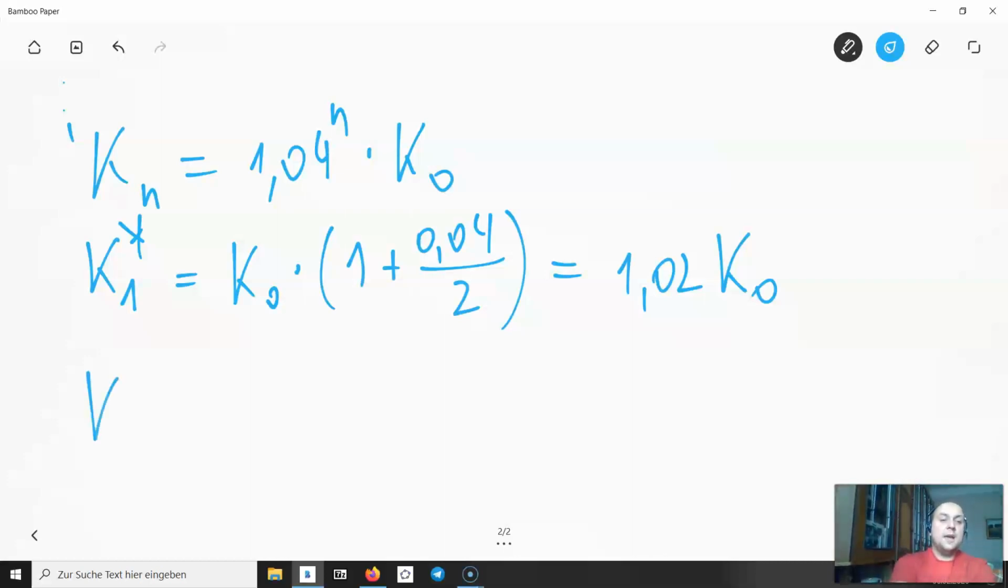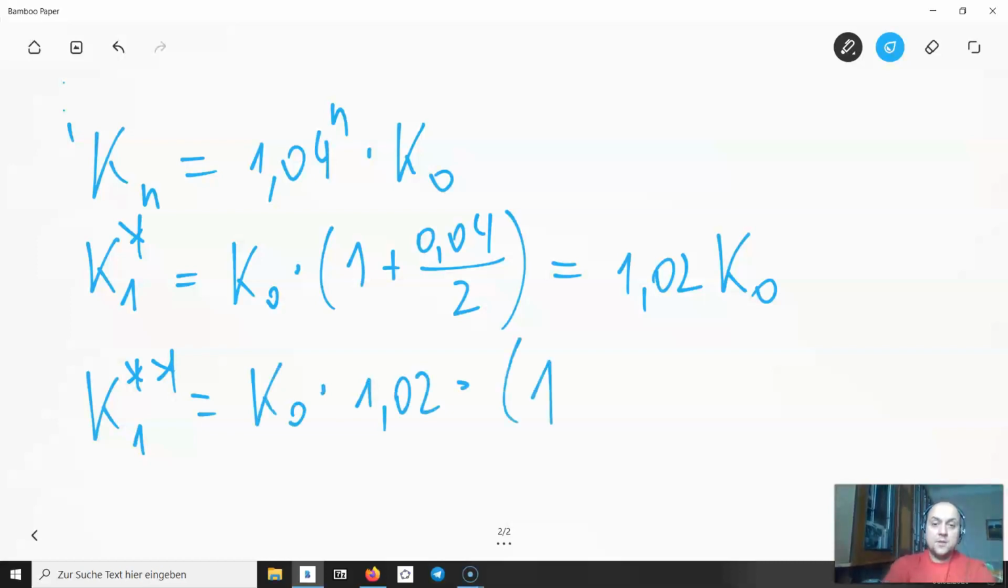So what will be K1 double star? Well, in the second half of the year, the money that I start with is not K0 anymore. This is K0 times 1.02. So what we're going to get is K0 times 1.02 times, well, this is the same interest rate, so 0.04 divided by 2, and this is 1.02 again.